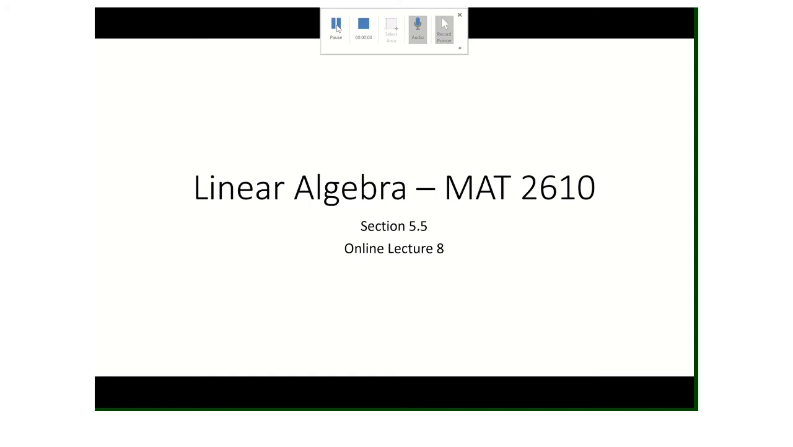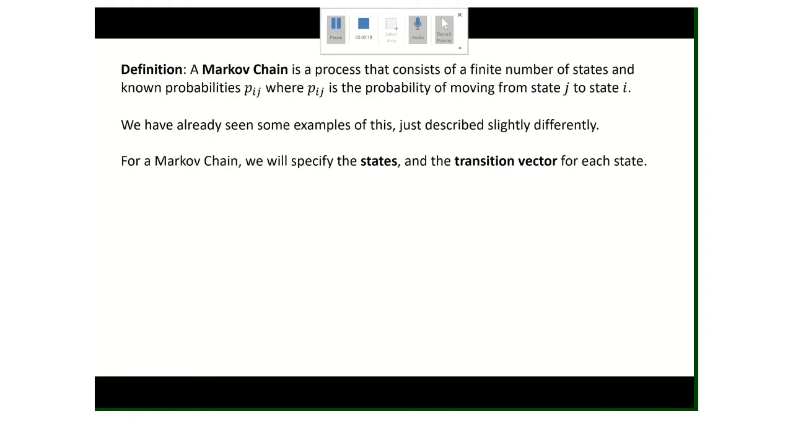This lecture will cover section 5.5 out of the book, and in particular the section on Markov chains. So first, a definition. A Markov chain is a process that consists of a finite number of states and known probabilities, Pij, where Pij is the probability of moving from state j to state i.